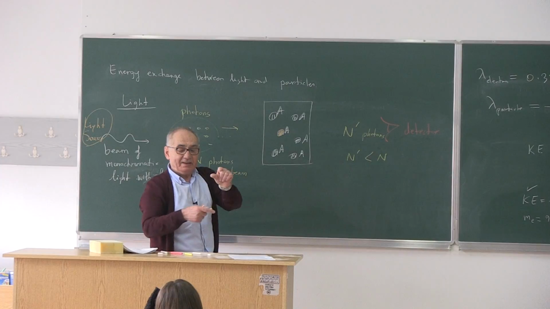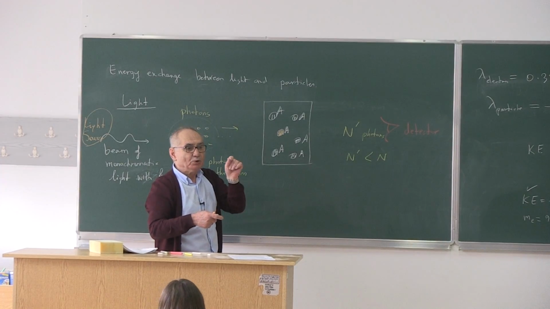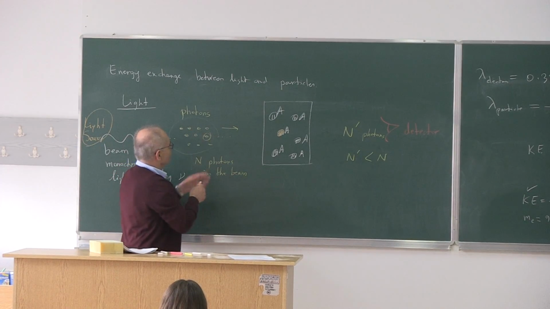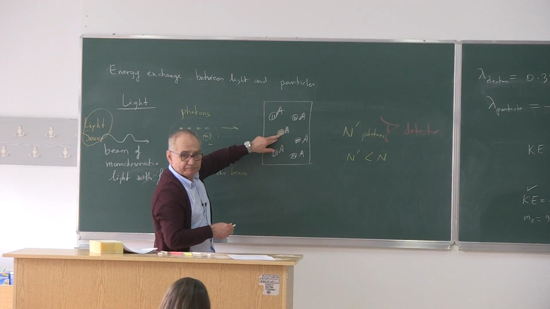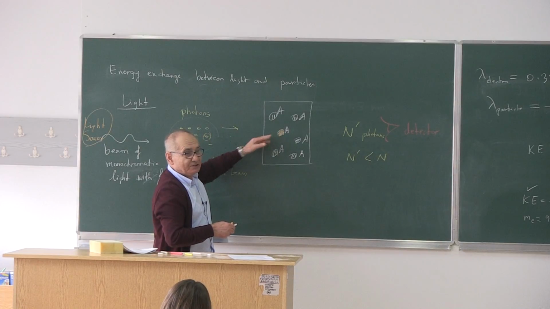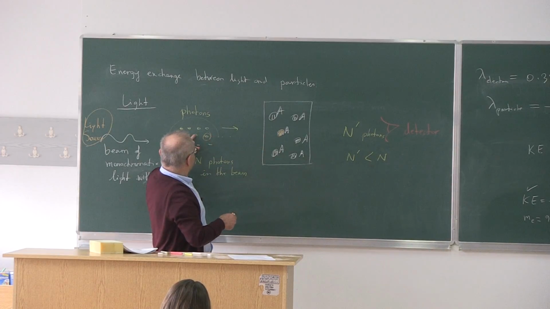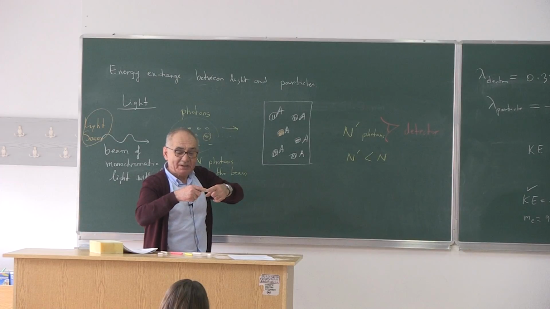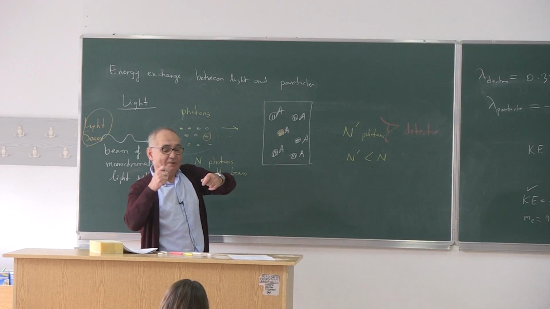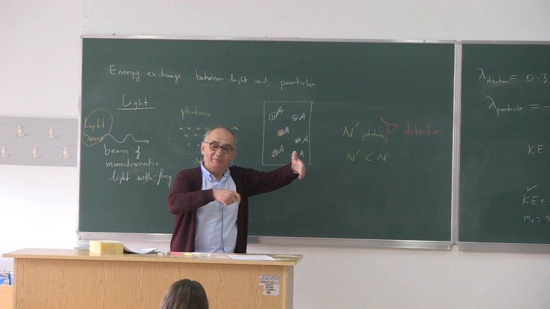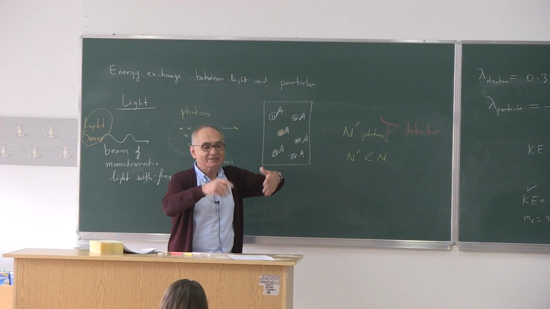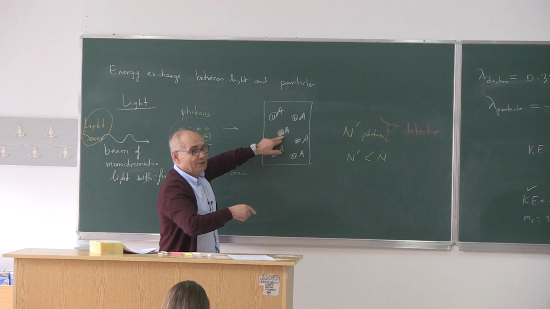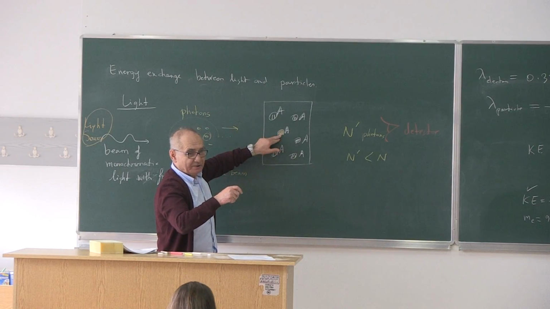Now, this energy exchange is a one-to-one exchange. What does it mean? One photon, say this photon, if it hits this A atom, the photon energy is transferred to the A, but there are other photons which are coming. The probability of another photon to hit the same particle is extremely small. So it doesn't happen. What does it mean? It means that one photon interacts with just one atom in the sample.